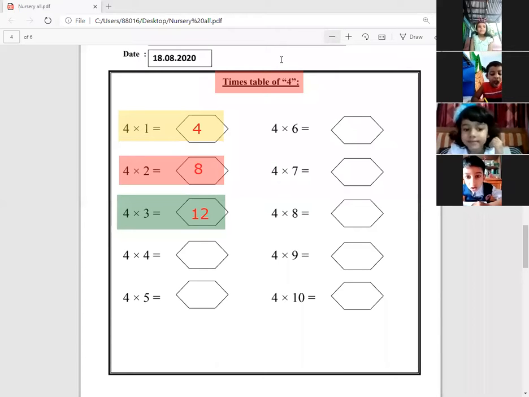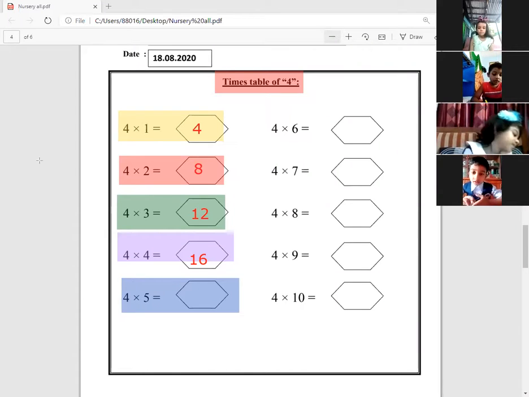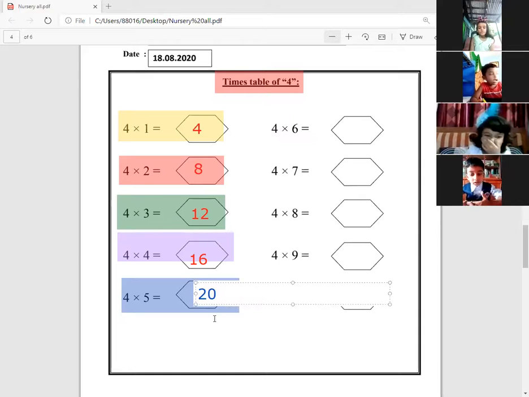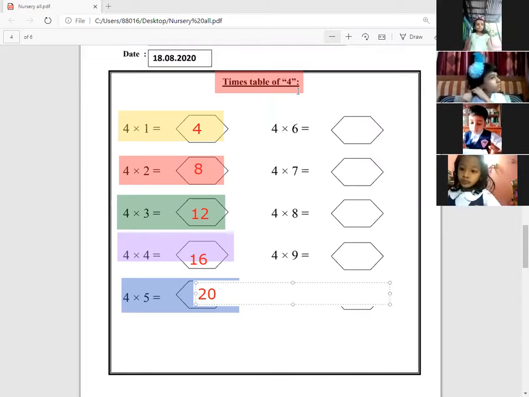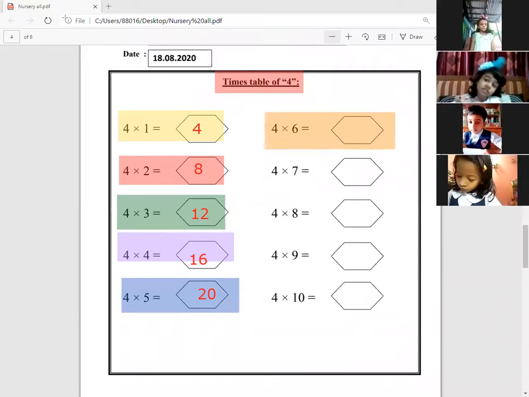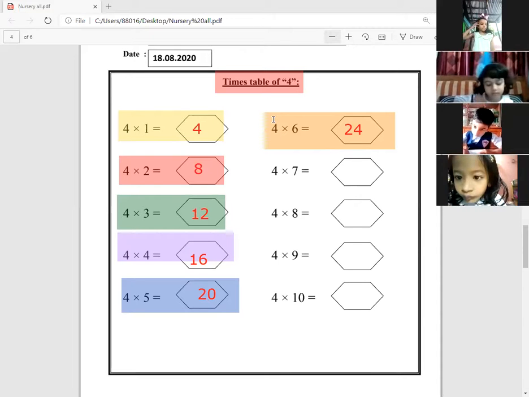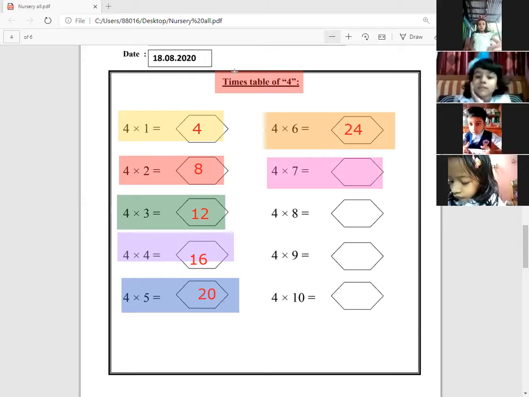Four threes are 12. Four fours are 16. Four fours are 16. Right. Then four fives are 20. Four fives are 20. Four sixes are 24. Four sixes are 24. Then four sevens are 28.